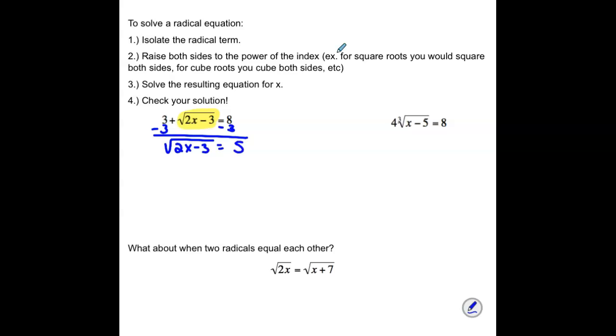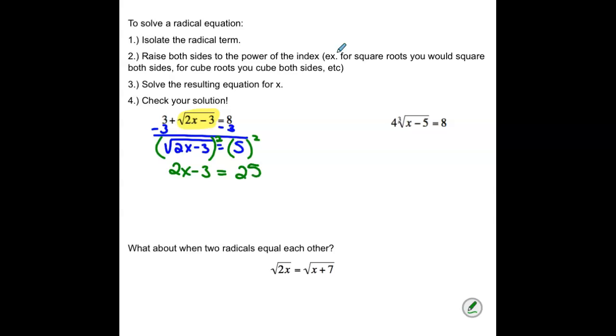My next step then is to undo the square root. So to do that, I have to use the opposite of the index. The index is a 2, so instead of a square root, I'm going to raise both sides to the second power. I'm going to square it to cancel the square root. On the left side, the square and square root undo each other, and we just get the 2x minus 3, the radicand. On the right side, we actually have to take 5 and square it, which gets us 25.